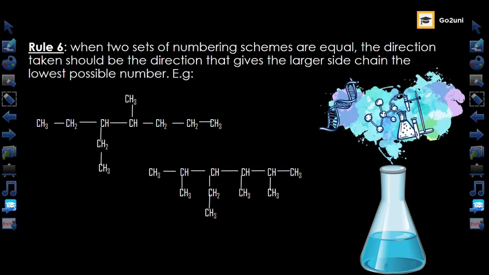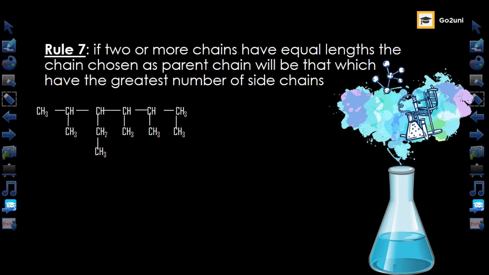The next rule, which is rule 7. Now let's get to understand. Rule 7 says if two or more chains have equal lengths, the chain chosen as parent chain will be that which has the greatest number of side chains. Let's get to understand. If two or more chains have equal lengths, that is to say, when you take your counting and you're having different chains with equal lengths, the chain you should take as your parent chain will be the chain that has the greatest number of side chains.